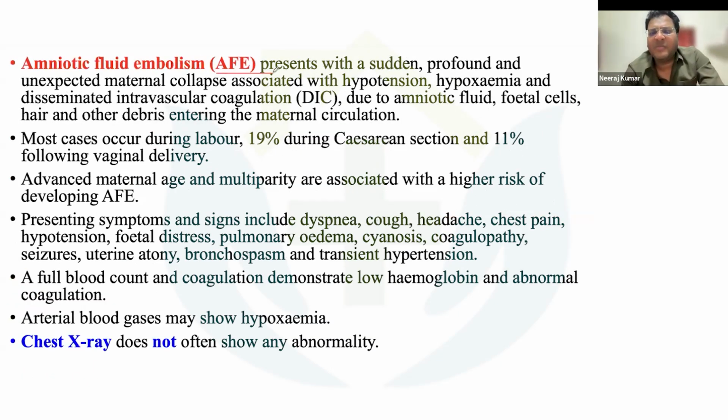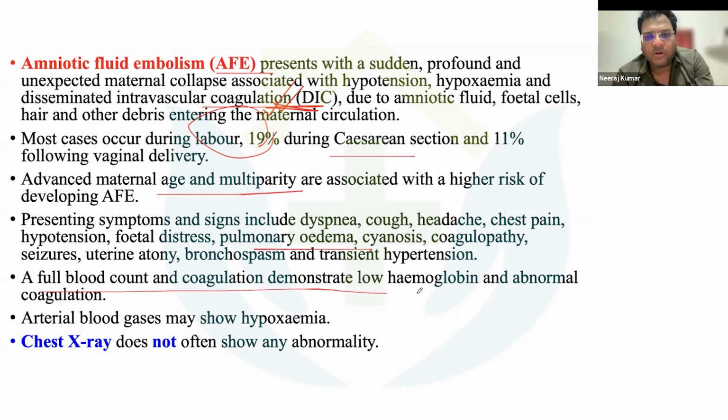Amniotic fluid embolism presents with sudden, profound, and unexpected maternal collapse, hypotension, hypoxemia, and disseminated intravascular coagulation. Here, they have not asked about atypical and typical AFE, so they have combined both things. That's why they have added DIC also as a part. In most cases it occurs during labor, and 19% during cesarean section. Advanced maternal age and multiparity are high risk factors, and these patients will present with pulmonary edema, cyanosis, and coagulopathy. Full blood count or coagulation may demonstrate anemia and abnormal coagulation. ABG may show hypoxemia, and X-ray does not always show abnormality.